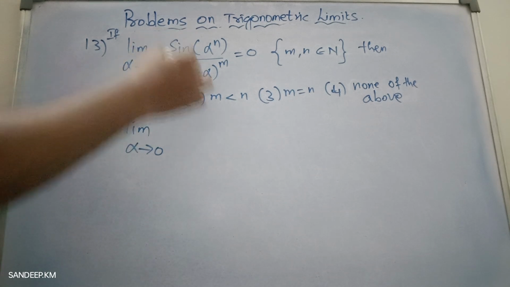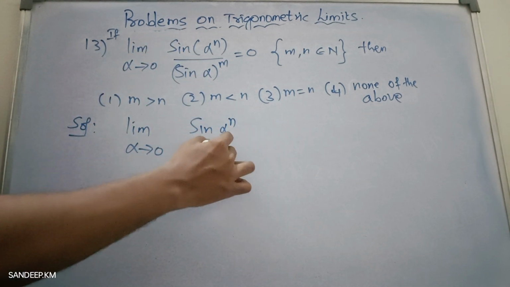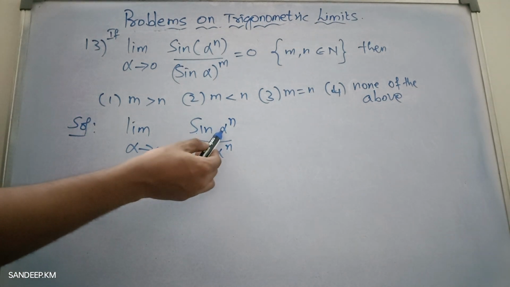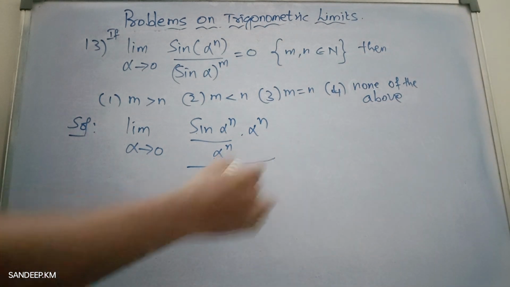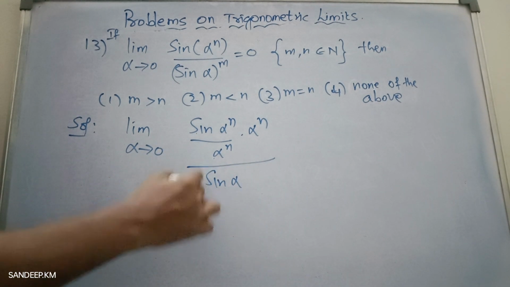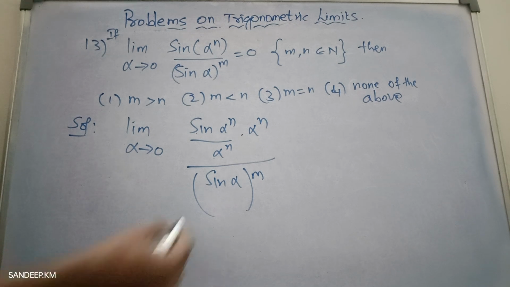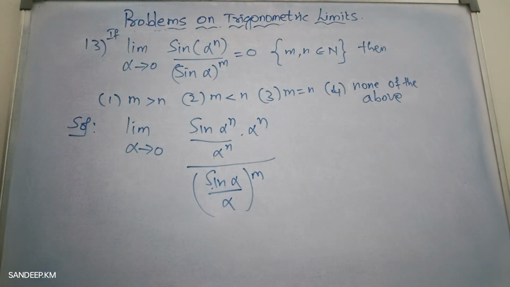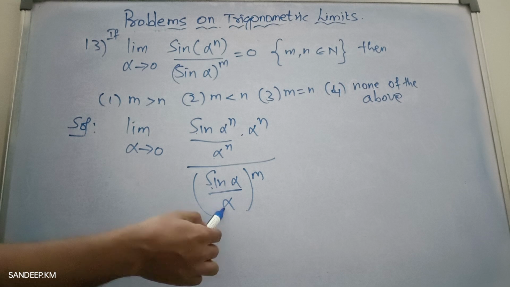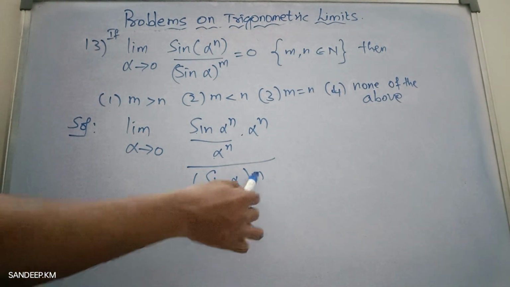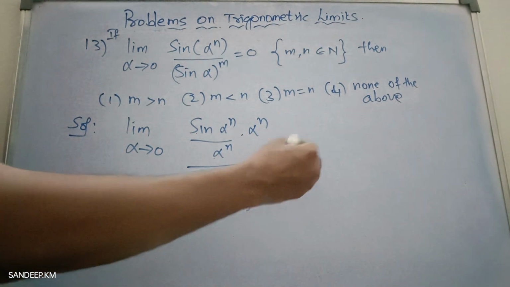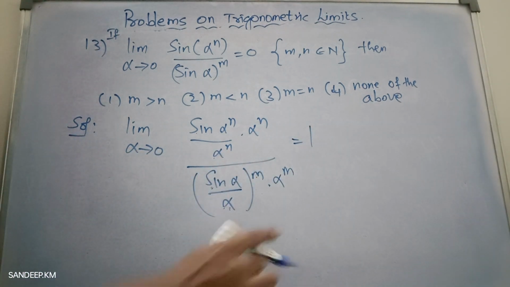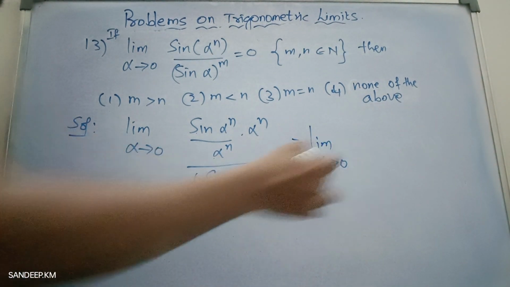I will divide the numerator by alpha power n. Because if it is sin f of x, I would like to have f of x in the denominator. So also multiply with alpha power n. And the denominator is sin alpha whole power m. If it is sin alpha, I would like to have alpha in the denominator, because sin alpha by alpha will become 1. Since I divided with alpha power m, I will also multiply with alpha power m.